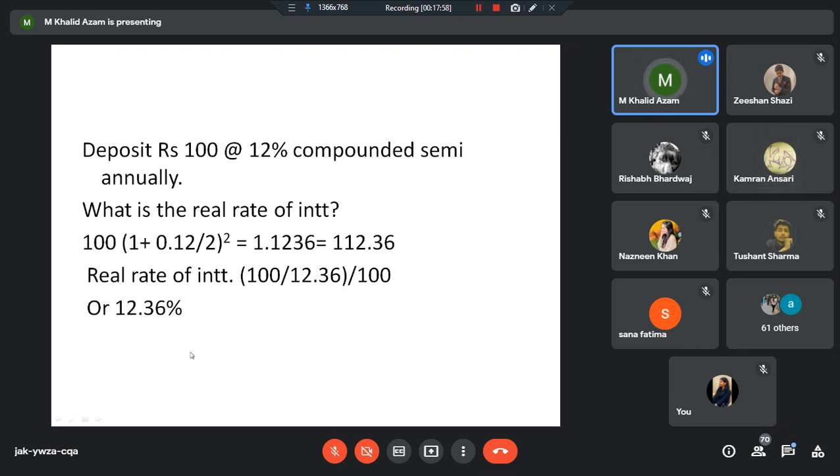So the rate of return in this case is going to remain the same, because the compounding period is the same and the rate of interest is the same. So the rate of interest is going to be the same.